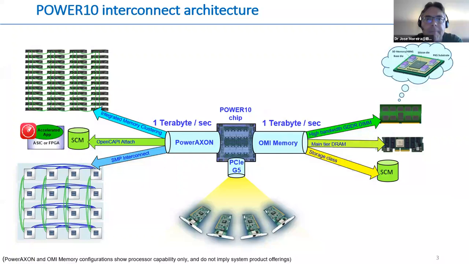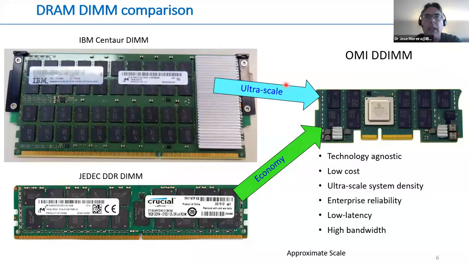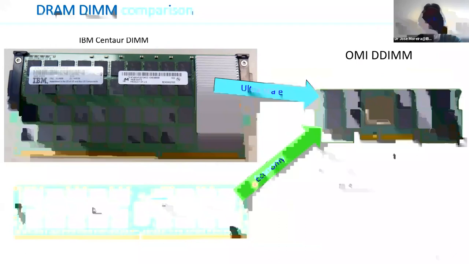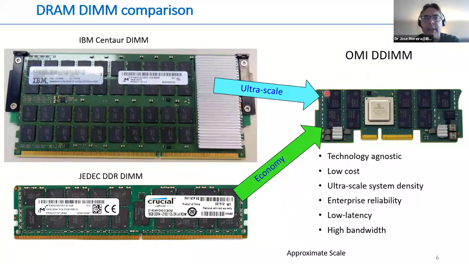Okay, so then let's skip a little bit here. I want to talk about the memory because I did mention that POWER10 has this open memory interface, and what you put on the other side is up to you, but probably the most important thing that you can put on the other side are these memory DIMMs, the open memory interface memory DIMMs, which come in different sizes. This is a relatively small memory DIMM. It's actually smaller than a normal DDR DIMM.